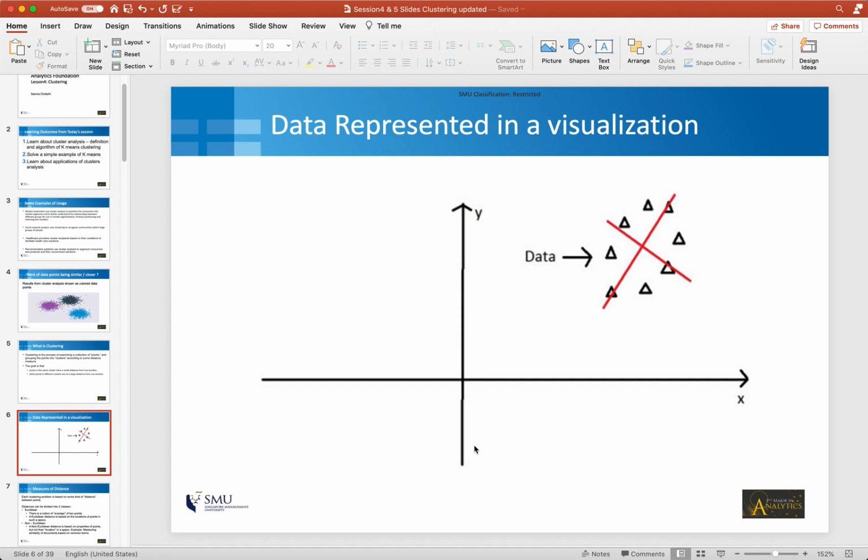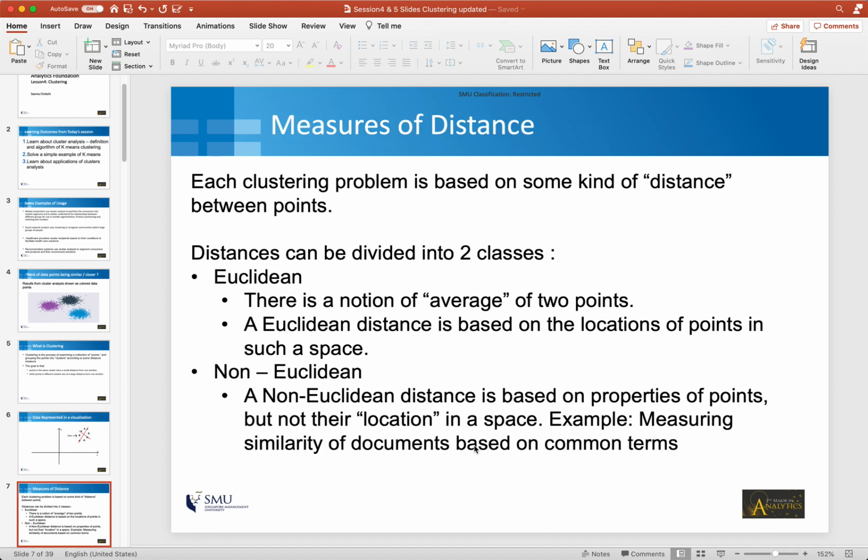Or in other words, if you think about it, we have coordinates on the globe, and then you can find out distances between those two based on their geographic location. So it's a little bit similar to that. When we talk about Euclidean distance, these are based on the location of points in space, whereas non-Euclidean distances are based on other aspects of the data and not on their location. And we will see some examples of non-Euclidean distance as well.